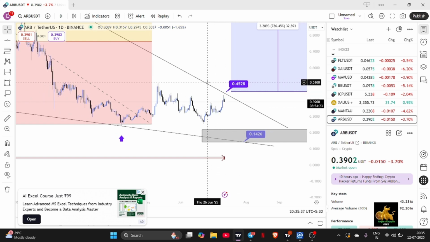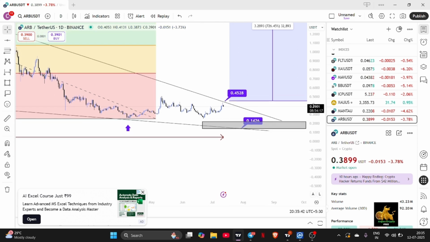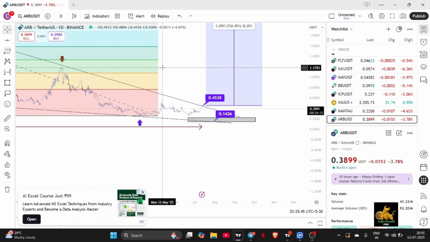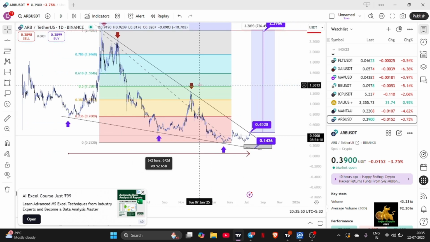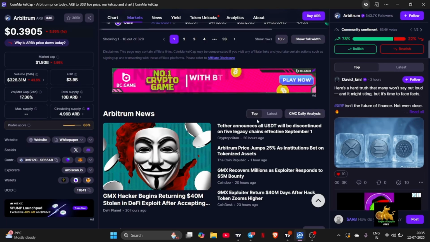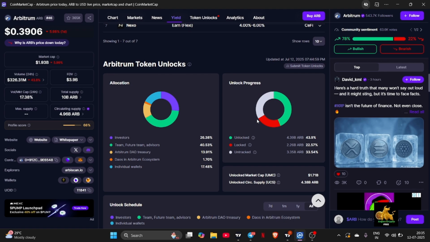Okay, but one more thing, once breakout of this resistance trend line, then we are going to see a huge pump in ARB in future. Okay, so this is ARB technical analysis, and you can read about ARB on CoinMarketCap also, and here it's fundamental thing.